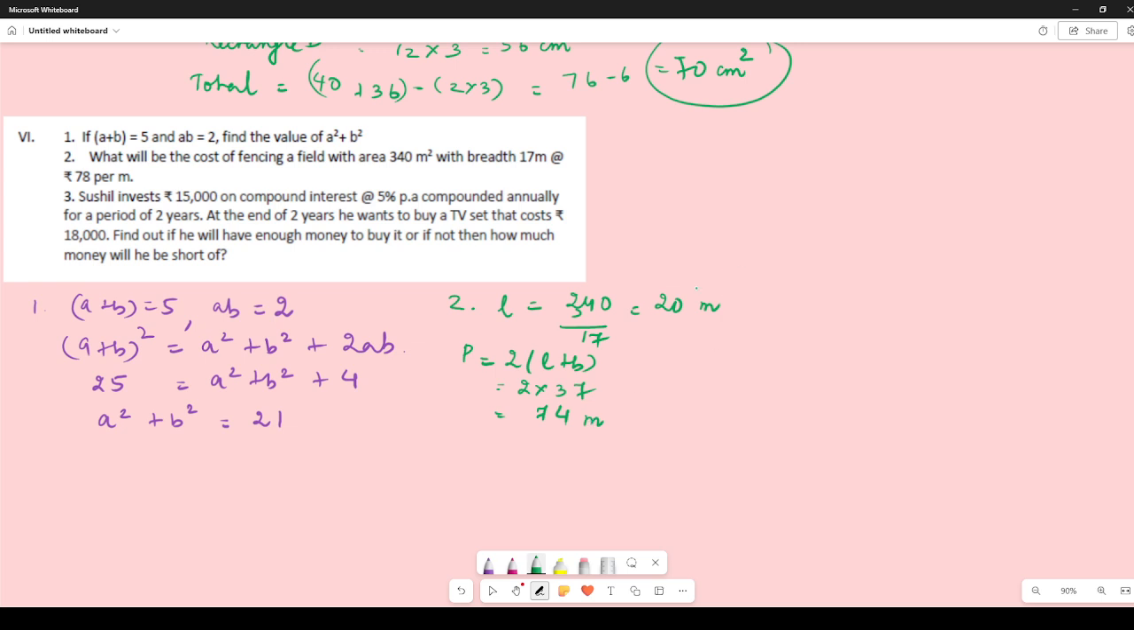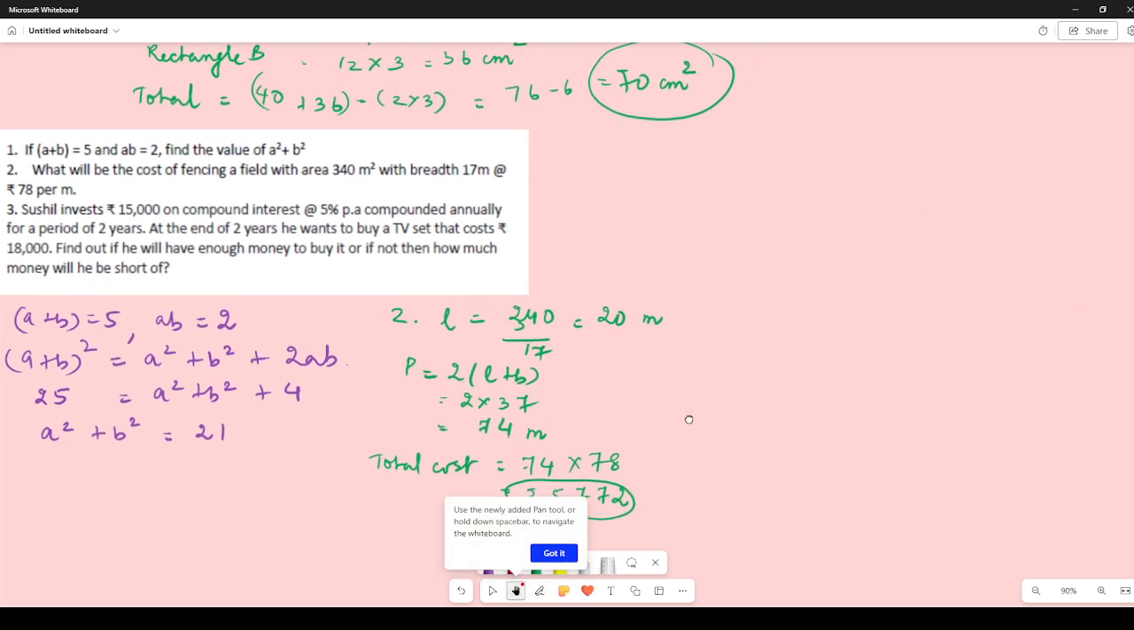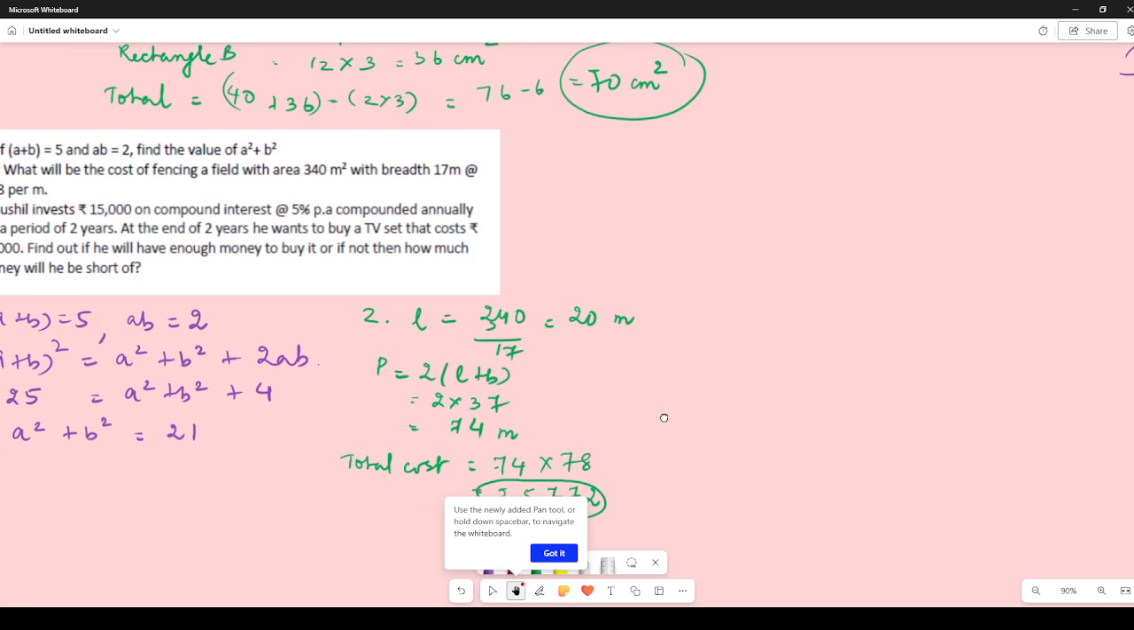Now the total cost will be, total cost of fencing it is 78 rupees per meter. So you have to fence 74 meters, you multiply it with 78 and you get the answer as rupees 577. So this should be your answer. Now let us come to question number 6. So let me just shift the board a little bit so that we find the space over here.